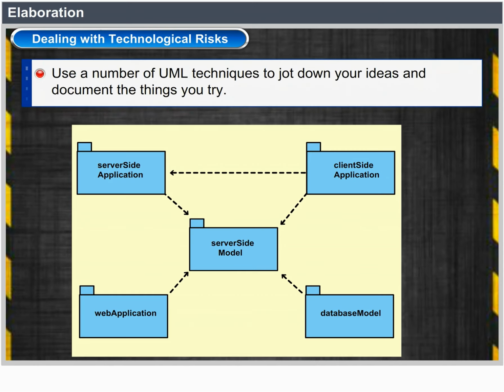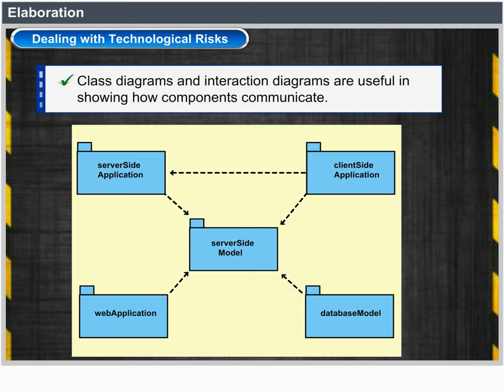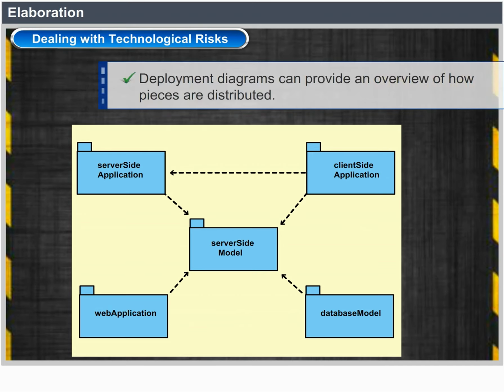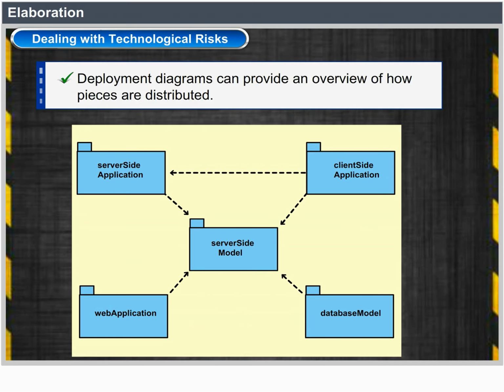Use a number of UML techniques to jot down your ideas and document the things you try. Class diagrams and interaction diagrams are useful in showing how components communicate. Package diagrams can show a high-level picture of the components at this stage. Deployment diagrams can provide an overview of how pieces are distributed.